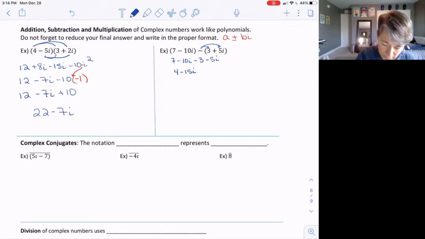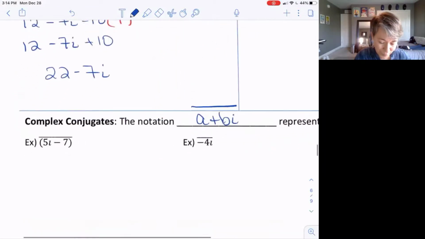Now, if you see a notation such as a plus bi with a line over it, that represents conjugate. So it's telling us we want to find the conjugate. Remember, the conjugate is the same complex number, it just has a different sign in the middle. They're being tricky with us on this first example here.